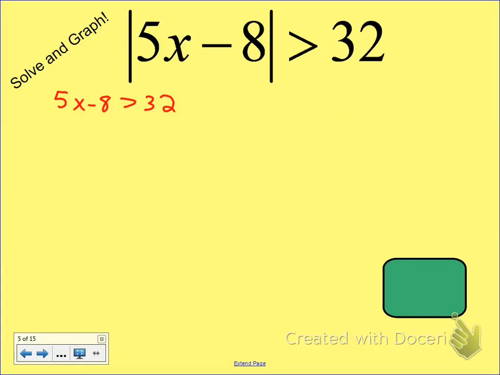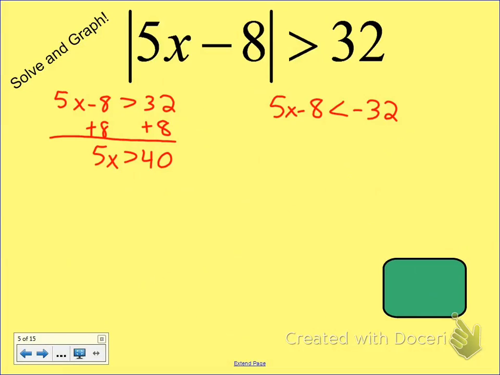And then your second inequality is going to be 5x minus 8. Remember, you need to switch your inequality, so now it's going to become less than. And you need to switch your right-hand side number to negative 32. And you're going to solve both of these inequalities now. You're going to add 8. So 5x is greater than 40. And divide both sides by 5. And x is greater than 8.